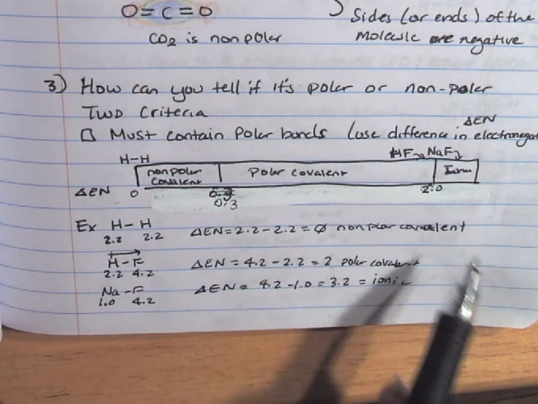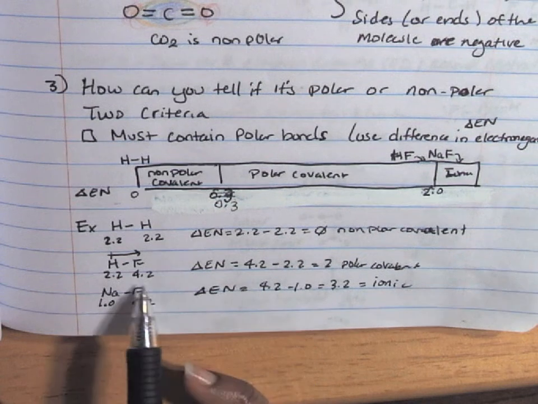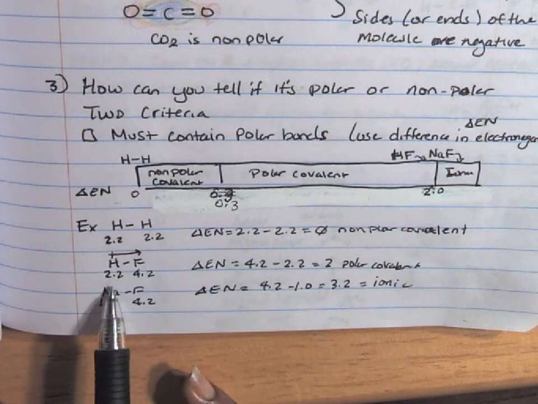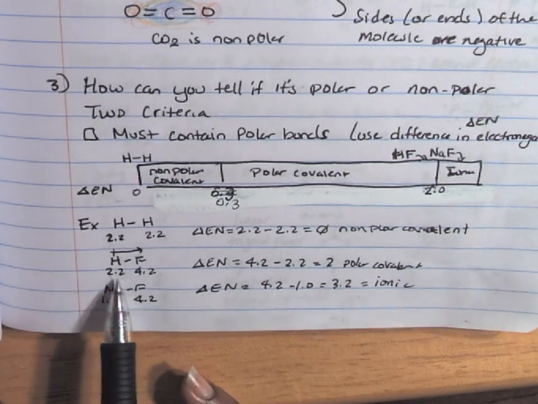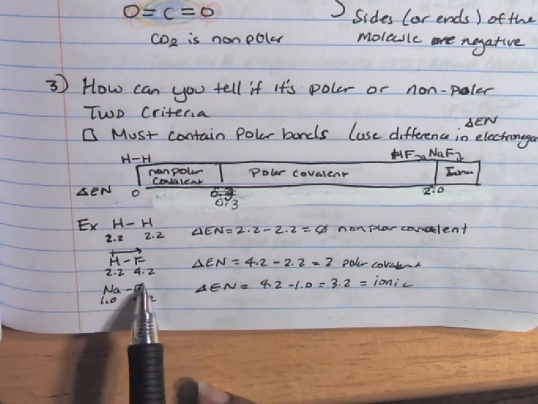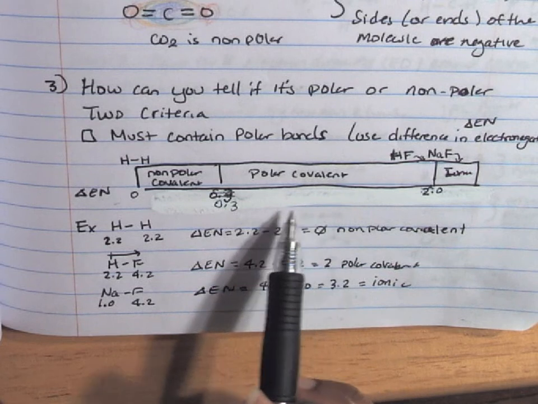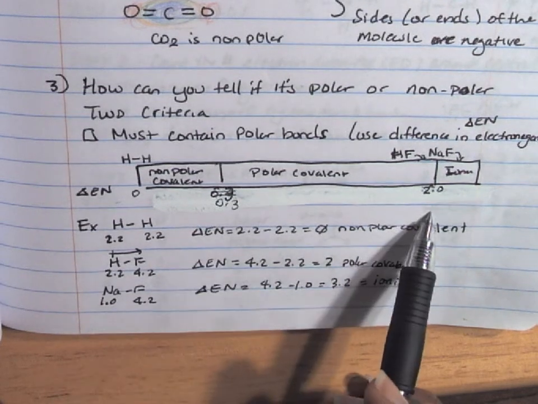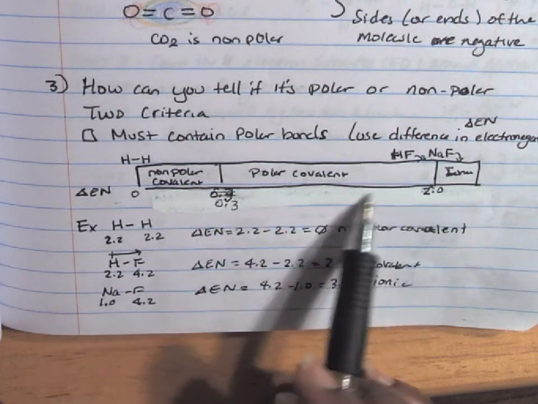Okay, so nonpolar covalent. Now, if we take something like HF, as we saw before, hydrogen has a 2.2 electronegativity. Fluorine has a 4.2. When we subtract them, we get 2. So this would be considered polar covalent, which fits here. So for polar covalent, between 0.3 and up to 2, it's polar covalent.